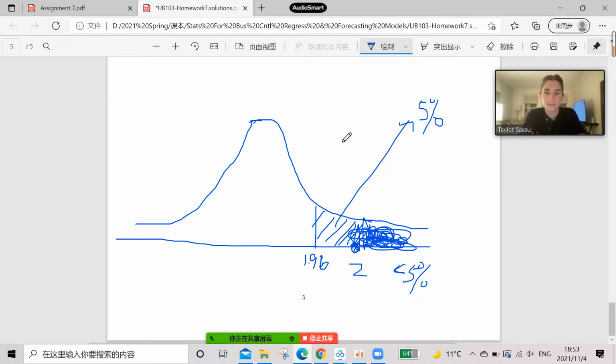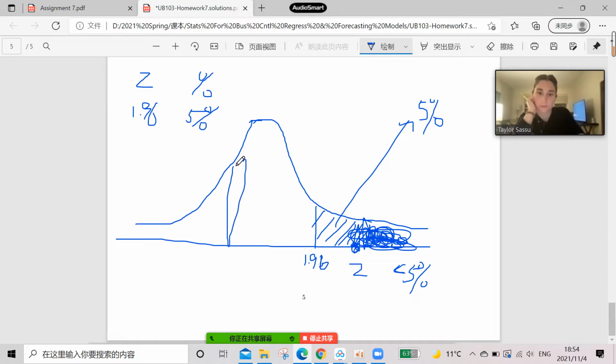You look at the z table and you find the 5%, and then you can get 1.96. So basically, in the z-score table, as long as you have a z-score, you can get its percentage. Because this is a normal distribution, that distribution has a function, so mathematically you can calculate the area as long as you give me some value.